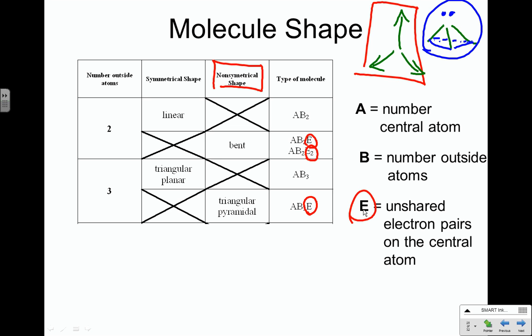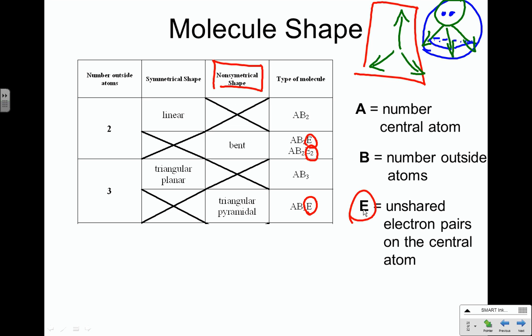But in this top situation, if they're all pulling down, and notice there's nothing up here, there's no atom up there to pull in the opposite direction, they're not going to be perfectly canceled by each other. So if they were all pulling down, our pyramid, so to speak, would be moving downward. So that's our non-symmetrical pyramidal type situation. And the difference between the two is whether you've got that E there.